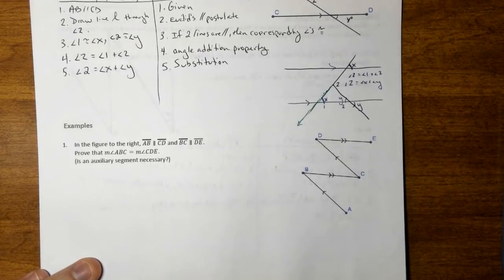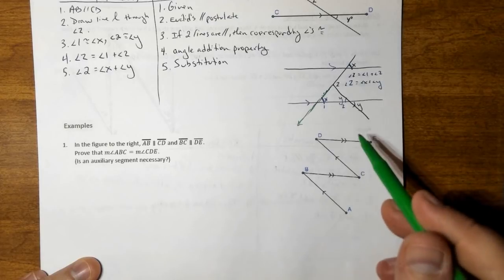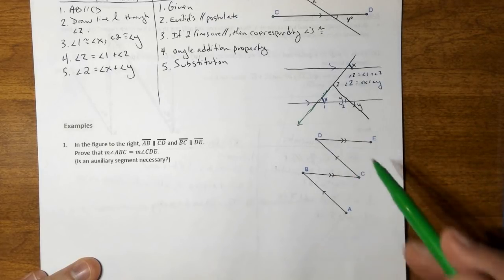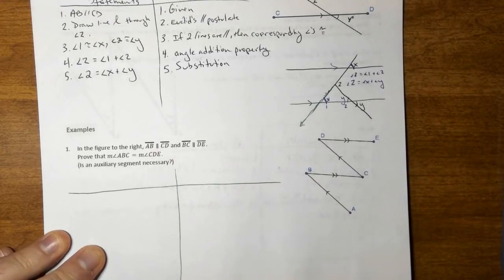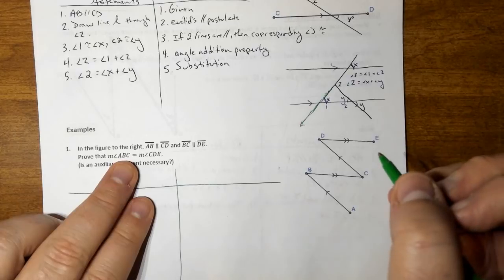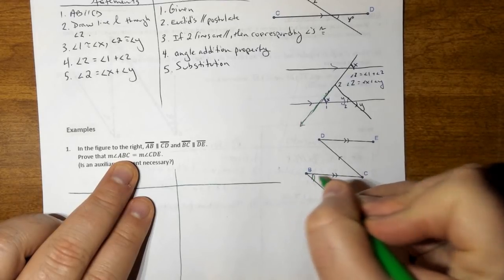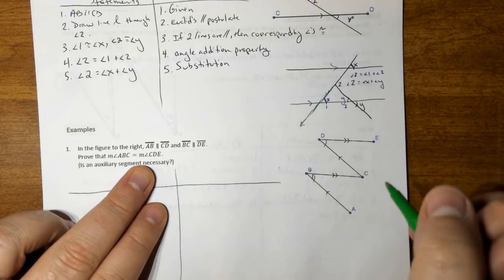Let's take a look at number 1 here. So, in the figure at right, we know that AB is parallel to CD, and BC is parallel to DE. So, do we need an auxiliary line here is the question. Remember our Z's. We want to show that ABC, which is this guy, is equal to CDE, which is this guy. Can we get that those two are equal?